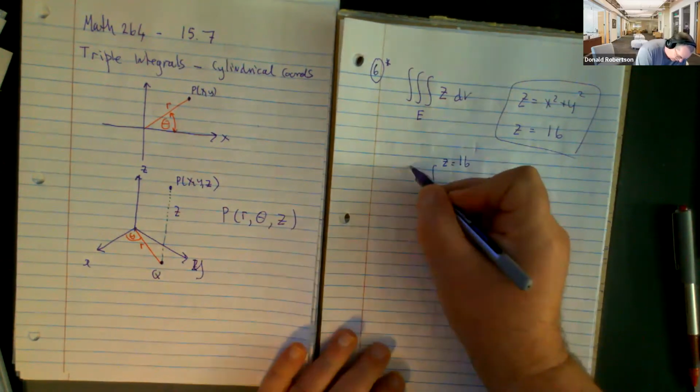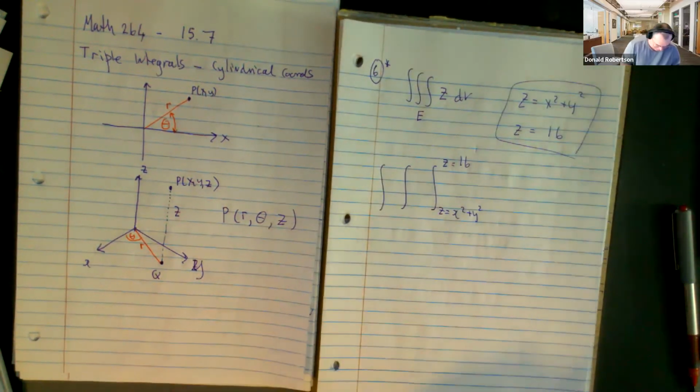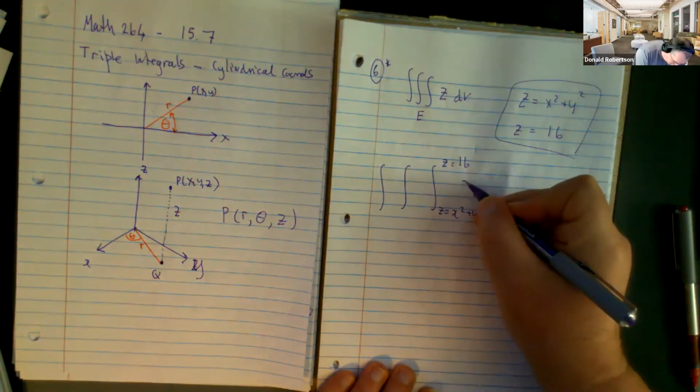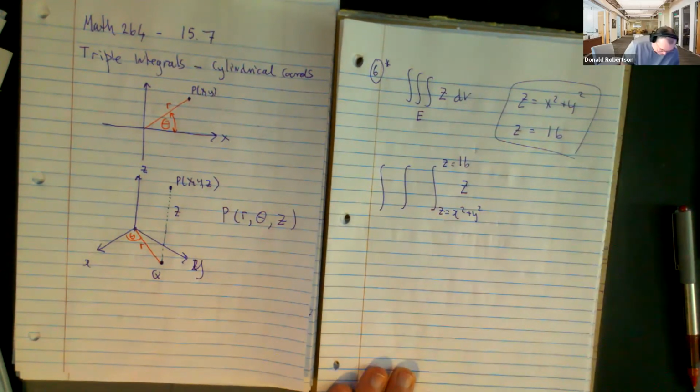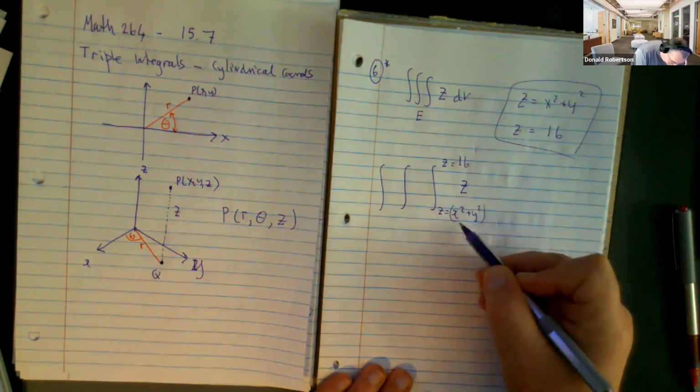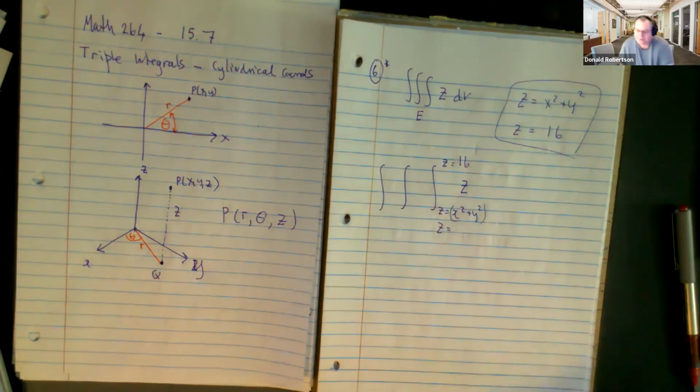Now, the next two guys are going to be the polar. And z is okay right now. What am I going to turn this fella into? Because remember, we don't have x's and y's. We must have polar.